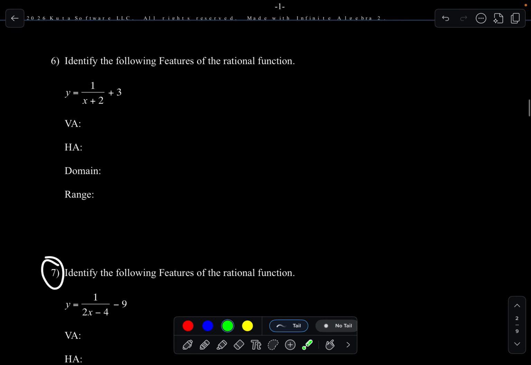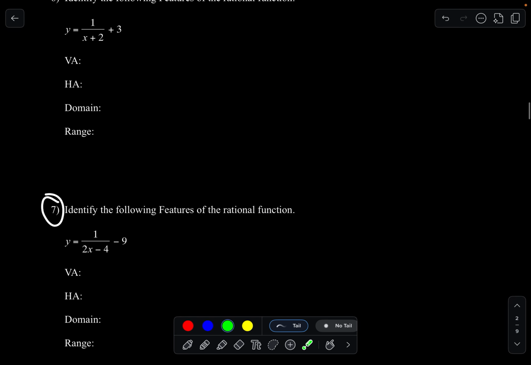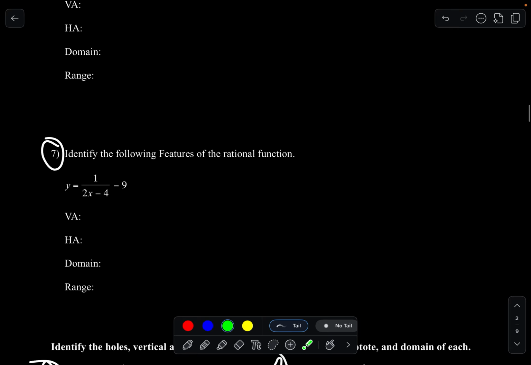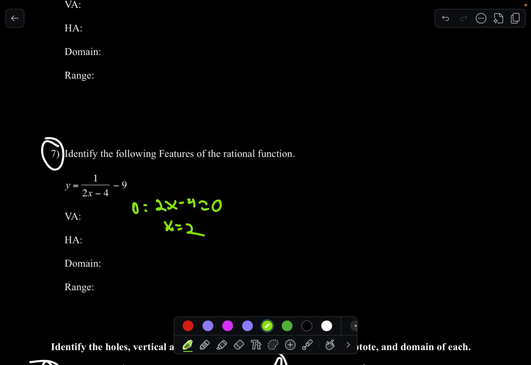Okay, there you go. Question number 7. Identify the following features of the rational function, the vertical asymptote. Notice the denominator is not just x plus a number or minus a number. It's actually 2x minus 4. To find the vertical asymptote, we want to know for what values of x that equals 0. Add 4, divided by 2, you get x equals 2. So the vertical asymptote's at x equals 2.